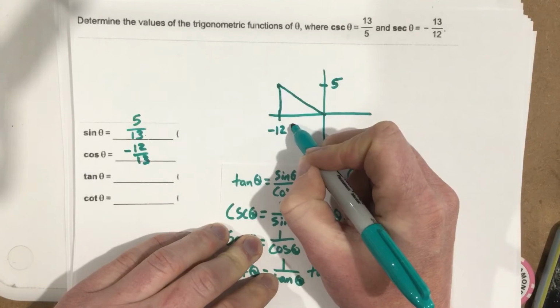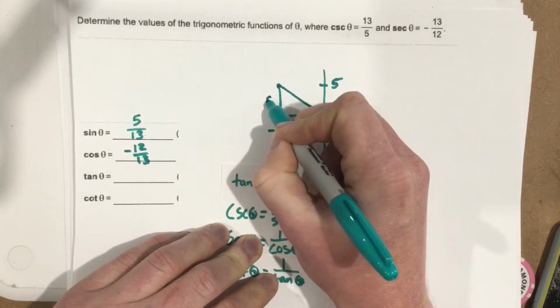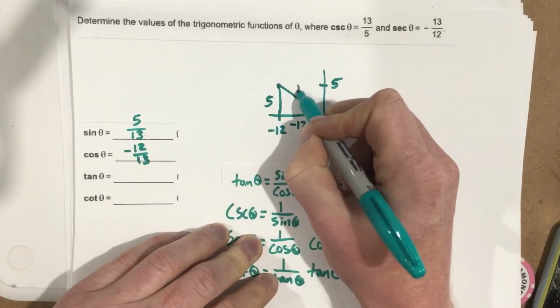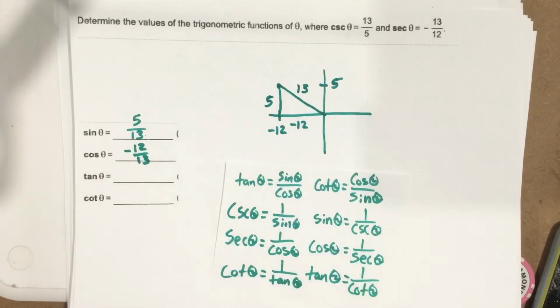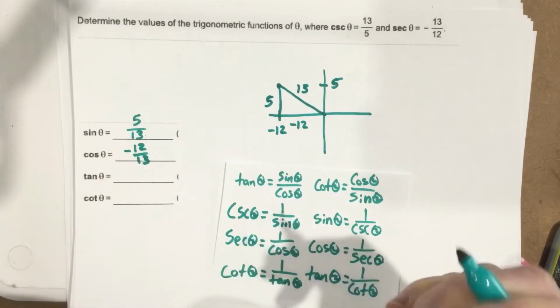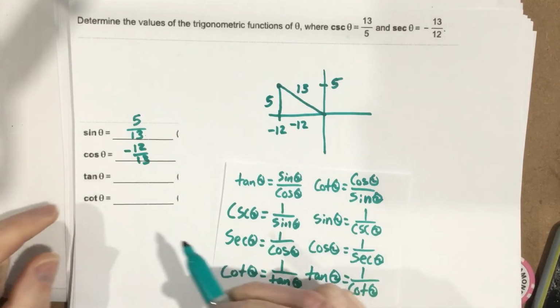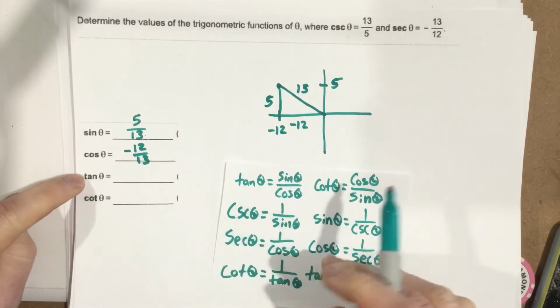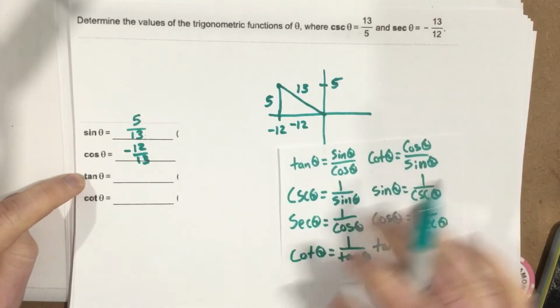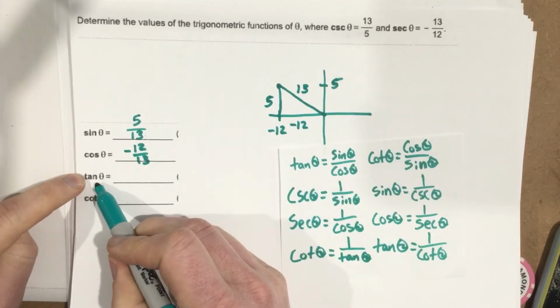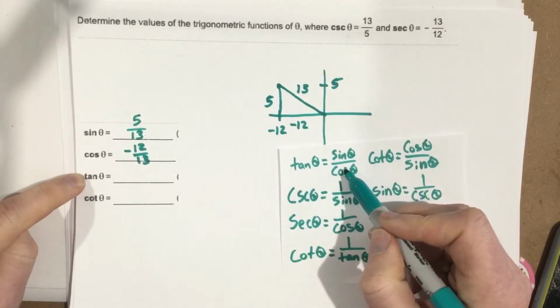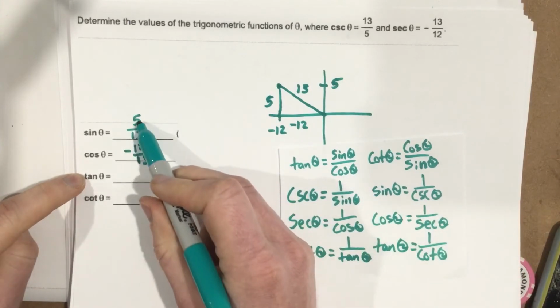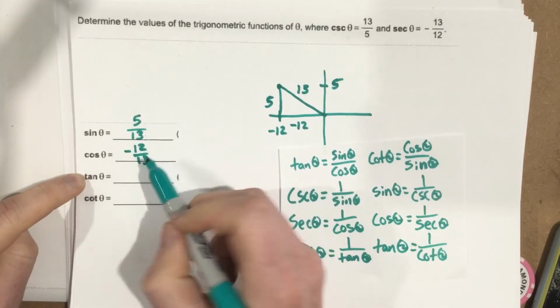And it had a length of negative 12 in the x and a length of 5 in the y, and its hypotenuse is 13. So we can use that to make this problem make some sense and to make it easier. When we go to tangent then, if we know that tangent is sine over cosine, right? We can take 5 over 13 and divide it by negative 12 over 13.